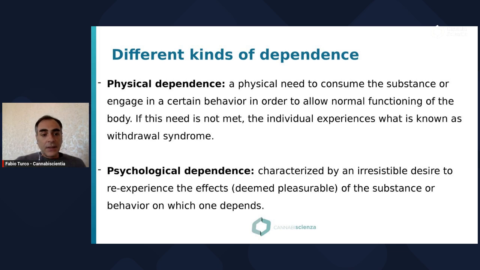Indeed, if this need is not met, if the substance is not taken, the individual experiences the so-called withdrawal syndrome, characterized by very unpleasant symptoms. This is the physical dependence, the physical need of our body, while the psychological dependence is characterized by a desire to re-experience the pleasurable effect of the substance or of the behavior on which one depends. So, physical dependence is our body needing the substance to function well and to not experience withdrawal symptoms, while psychological dependence is the desire, the craving for a substance.